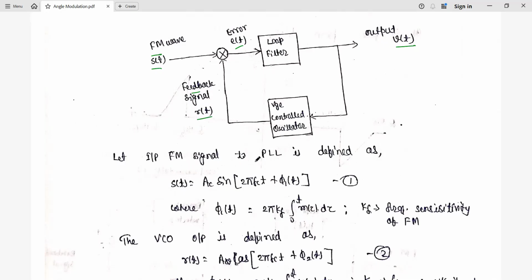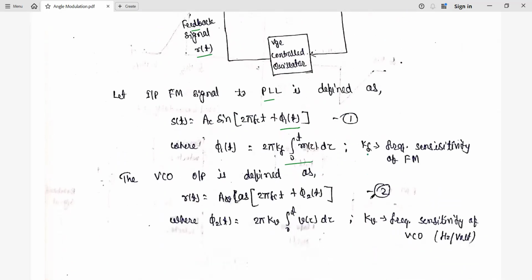The FM signal that we give to the PLL, in place of cos, is written as sine: s(t) = Ac sin(2π fc t + φ1(t)). So φ1(t), if we consider the standard equation, what is the value? 2π kf ∫ m(τ) dτ. And kf is the frequency sensitivity. We have seen this expression multiple times.